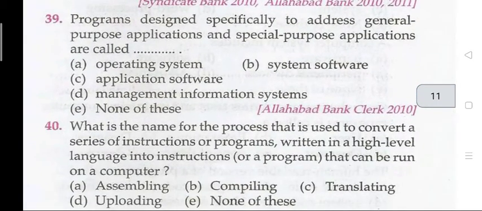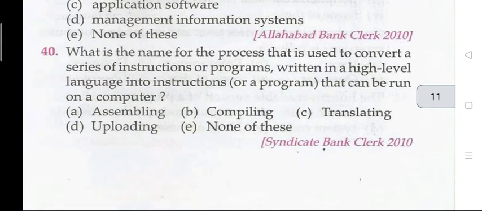Question 39. Programs designed specifically to address general purpose applications and special purpose applications are called C, application software. Question 40. What is the name for the process that is used to convert a series of instructions or programs written in a high level language into instructions that can be run on a computer? The right answer is compiling.